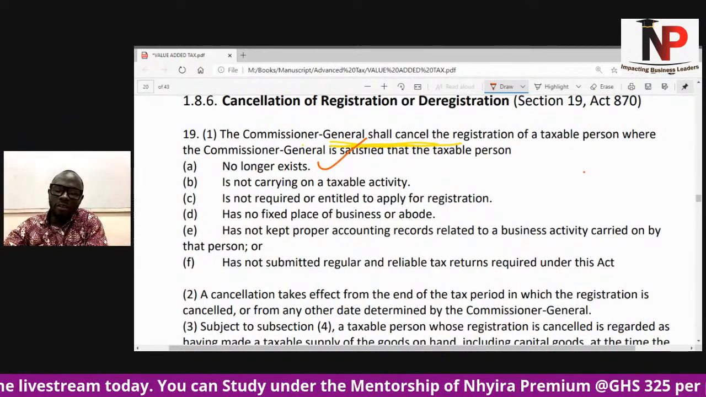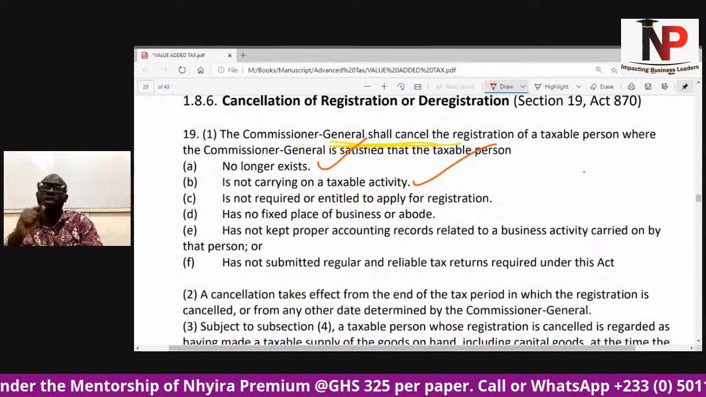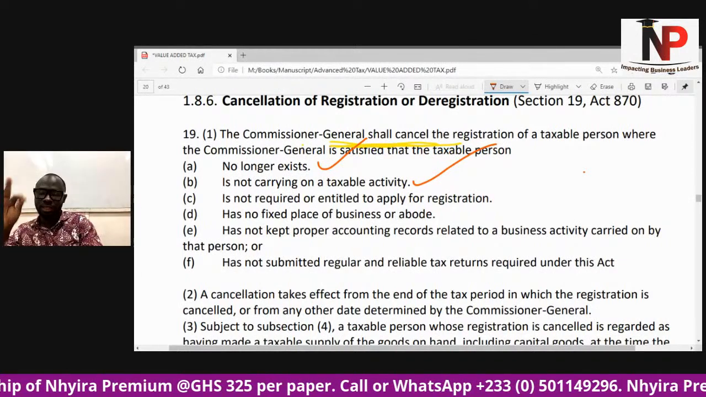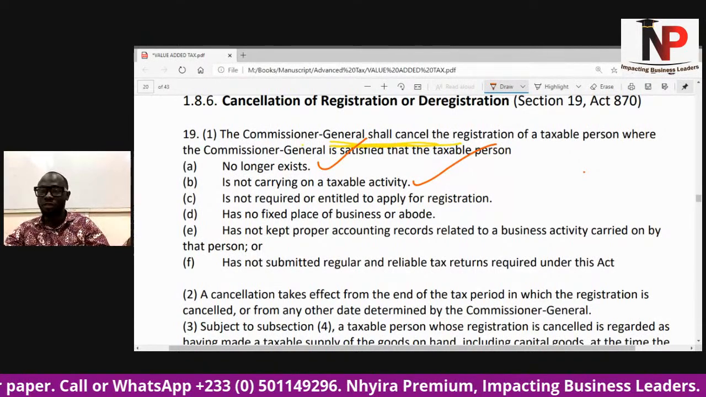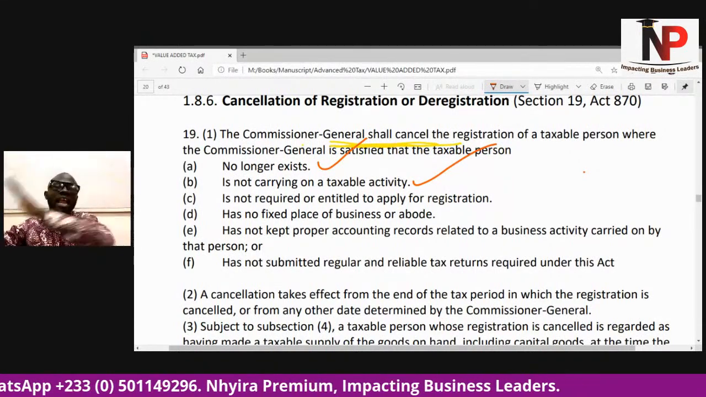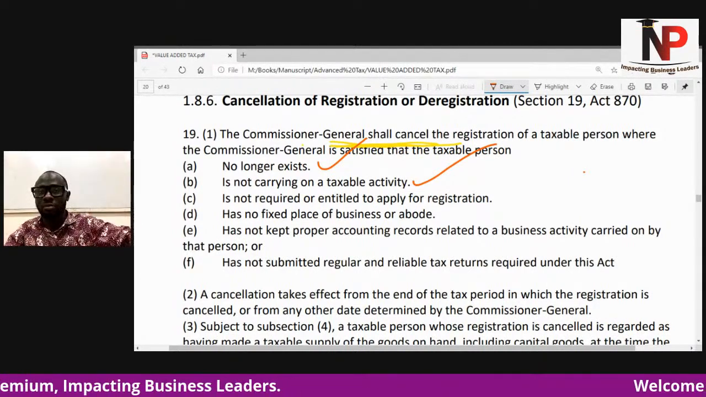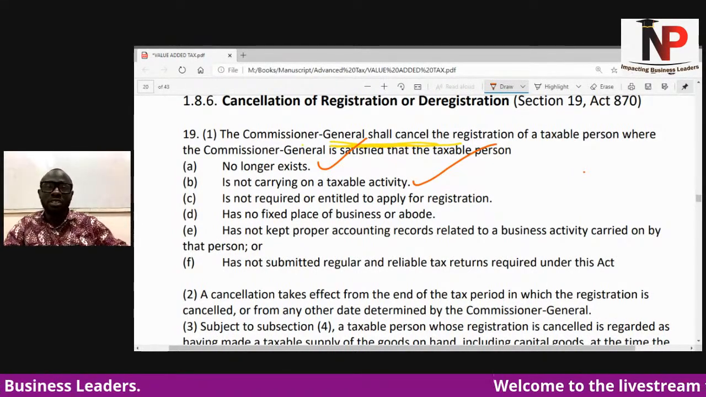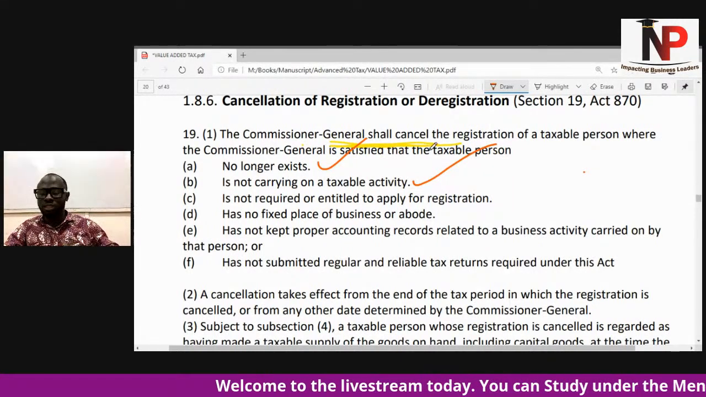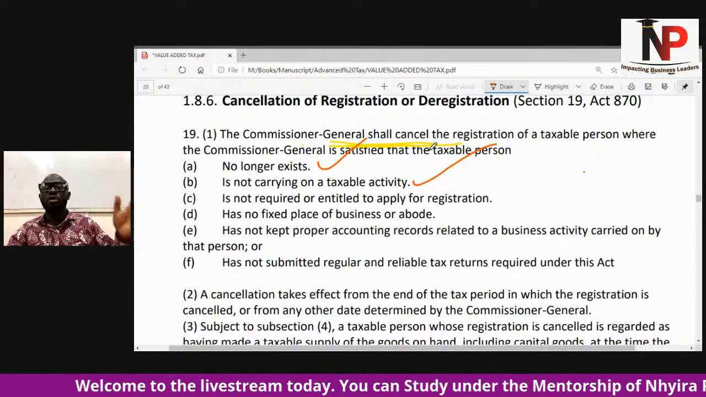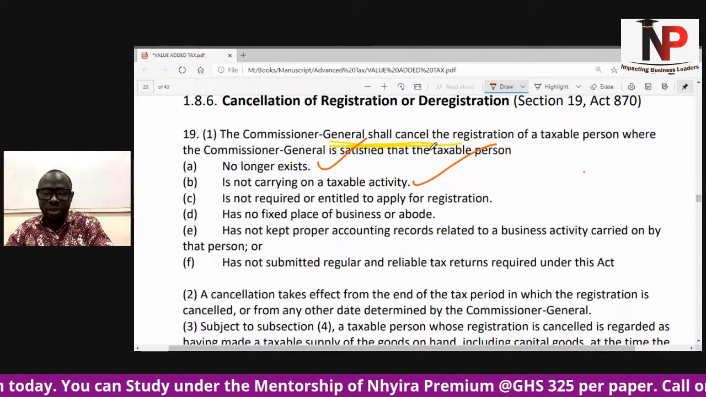B, it is no longer carrying out taxable activities, because remember, we said if you are dealing with exempt supplies, then you are not supposed to register for VAT in the first place. So maybe earlier you were dealing with taxable supplies, or you were undertaking taxable activities, but for some reason now you are no longer undertaking taxable activities. Based on that, the Commissioner General can stand on that and say, hey, let's just deregister you in that case.